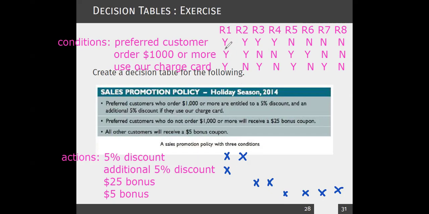Preferred customer, order 1,000 or more, and they have used a charge card. So the action will be 5% discount plus additional 5%. Preferred customer, you order 1,000 or more, but you didn't use a charge card. So 5%. Preferred customer, you didn't order 1,000, so 25 bonus. And all the other cases, they are all the other customers. You will get $5 bonus coupon.